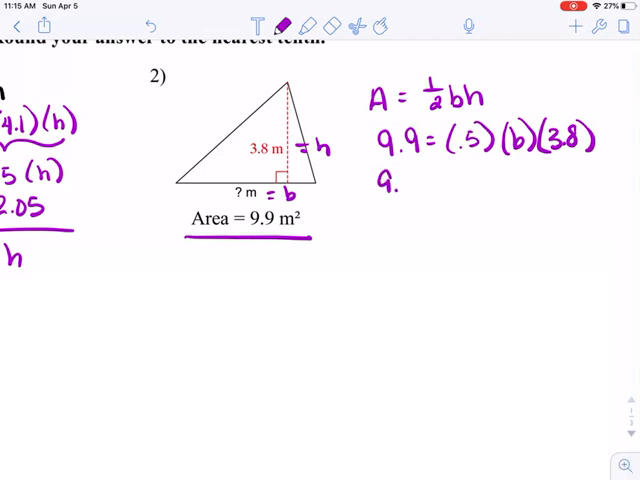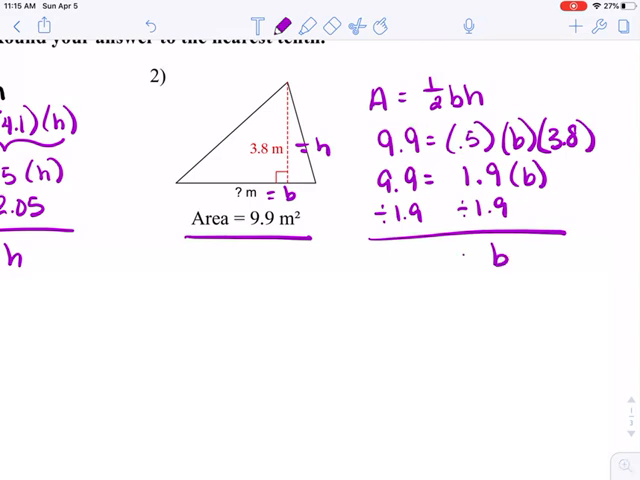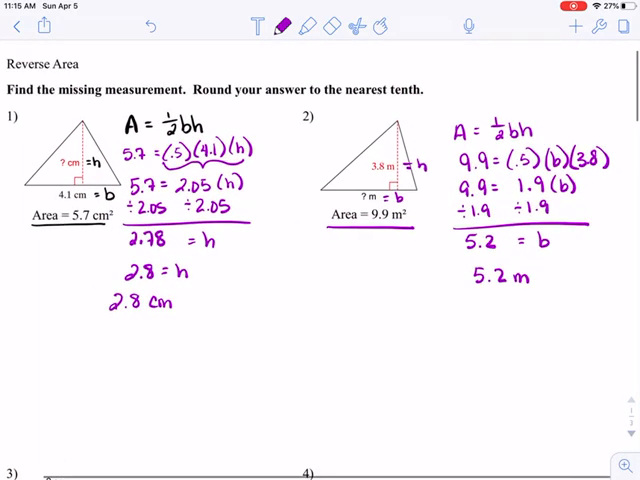So now I'm going to simplify this expression, and 9.9 is equal to 1.9 times whatever the base is. I then divide both sides by 1.9. And my answer will be rounded to the nearest tenth, 5.2, so 5.2 meters. Notice that in both cases, my answer is in meters to the first power or centimeters to the first power because I'm just looking for an individual length and I'm not finding the area.